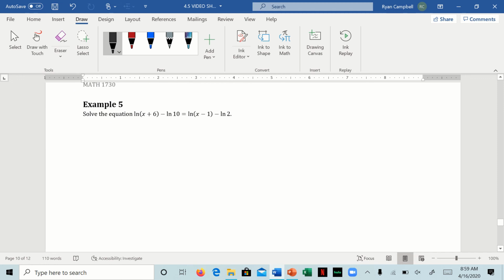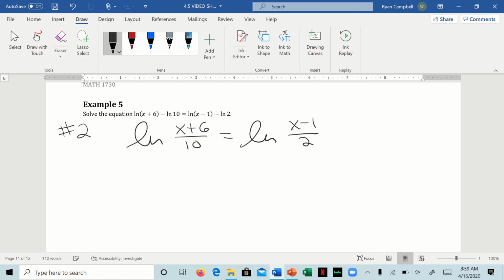All right, number 5. So natural logs, right? So this would work the exact same way, so we can combine them. So we see that for this case, it's going to be number 2. So on the left side, for one logarithm, it's x plus 6 over 10. Right side, for one logarithm, x minus 1 over 2. We can drop the logs because we have the same base, right? And the base would be e. So x plus 6 over 10, x minus 1 over 2.